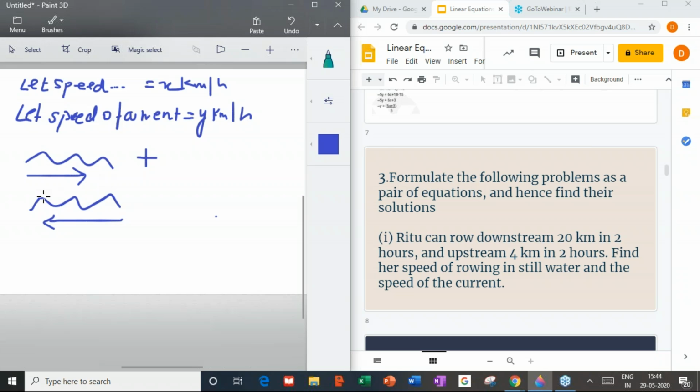So if you're going with the flow of current, it's positive, you add the speeds. Okay, and you're going opposite the flow of current, you subtract the speeds. Just keep this in mind for all upstream downstream problems.